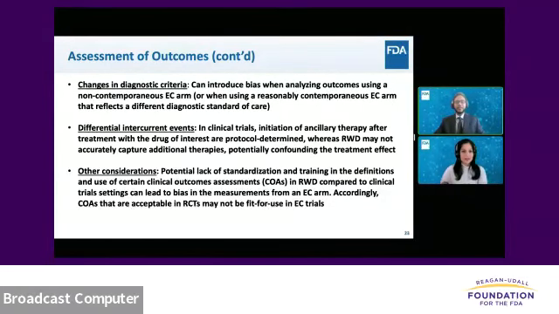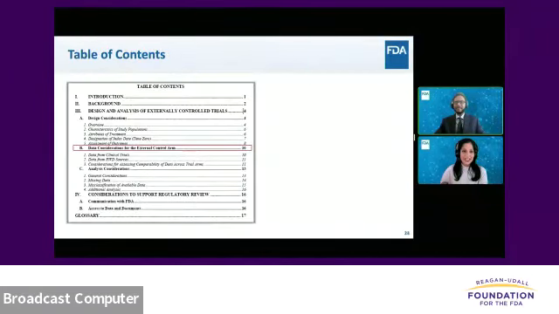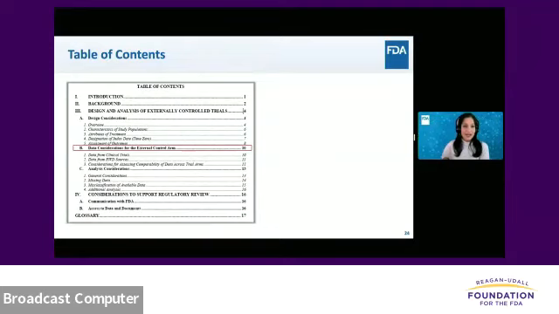I'll now hand it over to my colleague, Dr. Mishra Kalyani, to discuss the subsequent sections of the guidance. Thank you, Dr. Rahman. I will begin with the discussion of the data considerations for externally controlled trials.